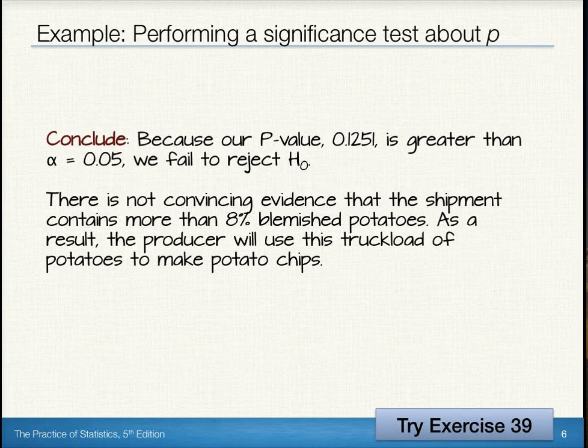Now for some additional practice in performing a significance test about p, try exercise 39.